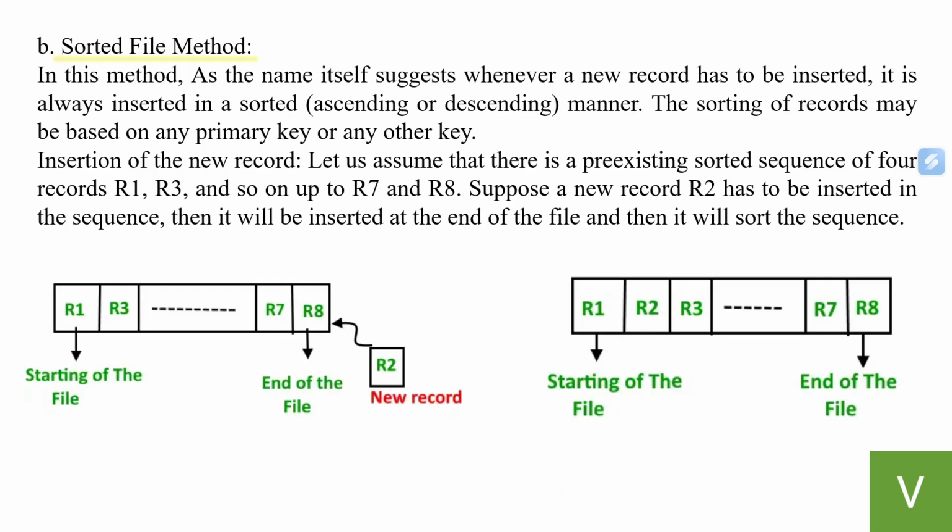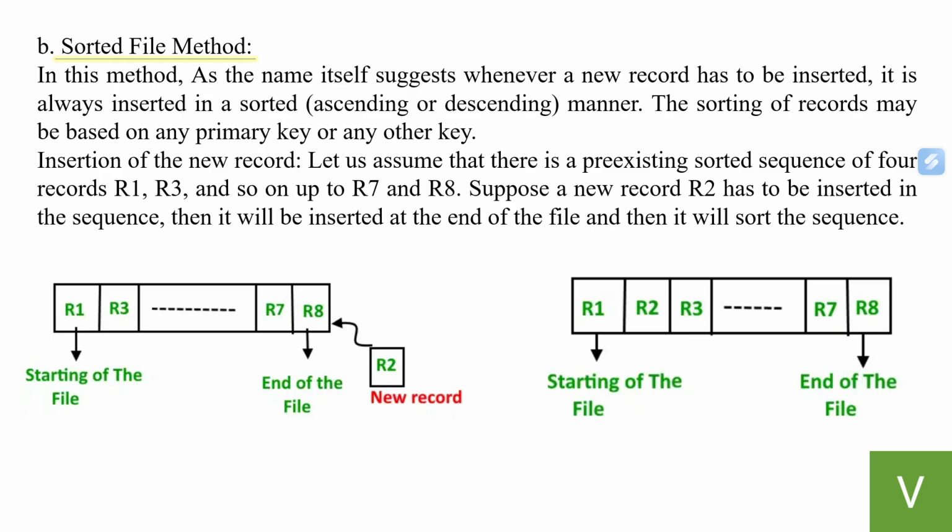Let us look into the second way, which is the sorted file method. In this method, as the name itself suggests, whenever a new record has to be inserted, it is always inserted in a sorted manner. It can be either ascending or descending. The sorting of a record may be based on the primary key or any other key.